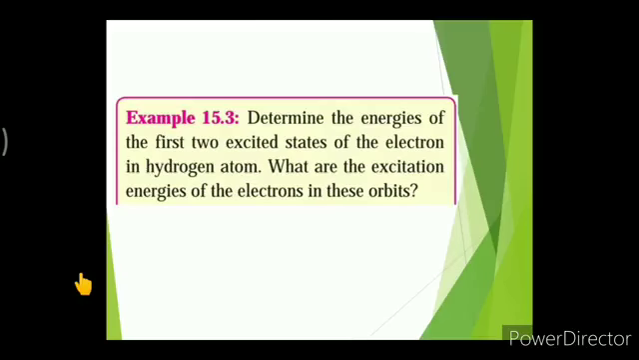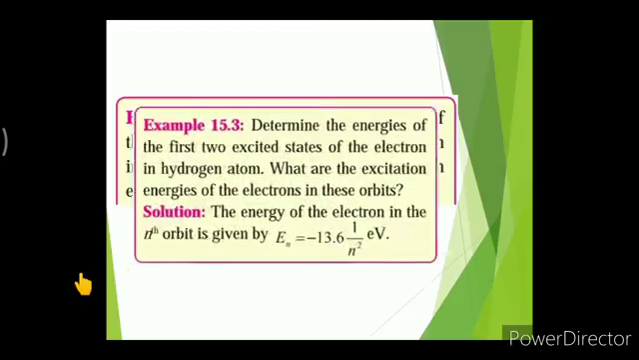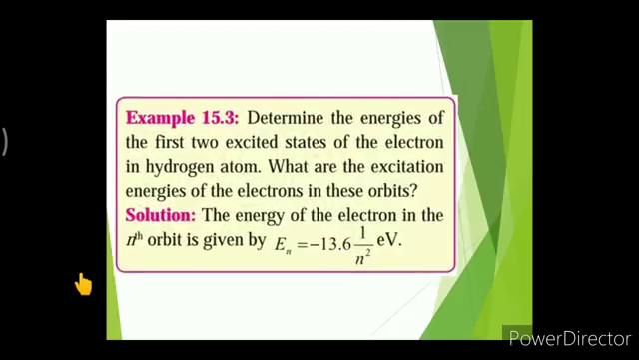Next, example 15.3. Determine the energies of the first two excited states of the electron in hydrogen atom. What are the excitation energies of the electrons in these orbits? Over here, first of all, we have to determine the value of energy of the first two excited states of the electron in the hydrogen atom, and hence we have to determine the excitation energies of the electrons in these orbits also.